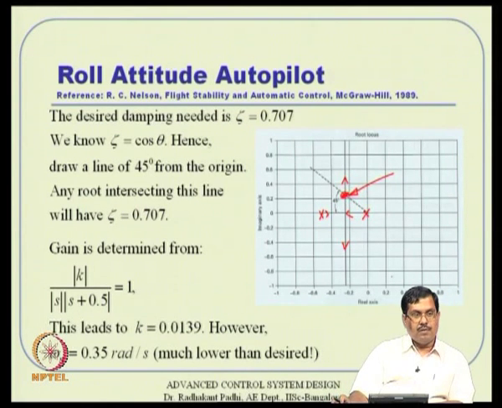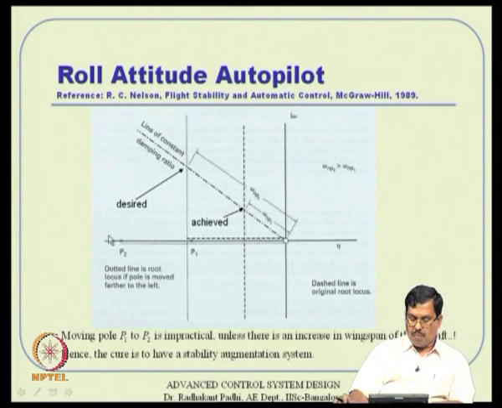But that is not an option, as the aircraft has already been designed and our job is to do the control system loop in that. Can we do it by augmenting the system with an artificial control system? That is the problem there. So, that is what is written here. Moving the pole P 1 to P 2 is impractical unless there is an increase in the wingspan of the aircraft. So, that is not an option with us.